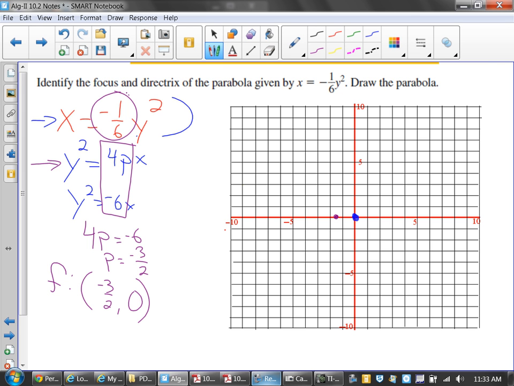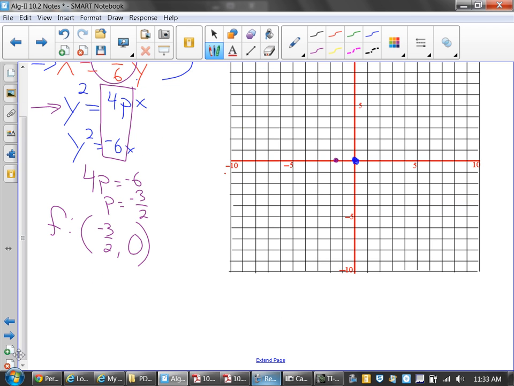Okay. So if my focus is at negative 3/2, that means my directrix, since this is a y squared problem, will have an equation of x equals, well, what's the opposite of negative 3/2? 3/2. Okay. Now we have one last thing to look at.